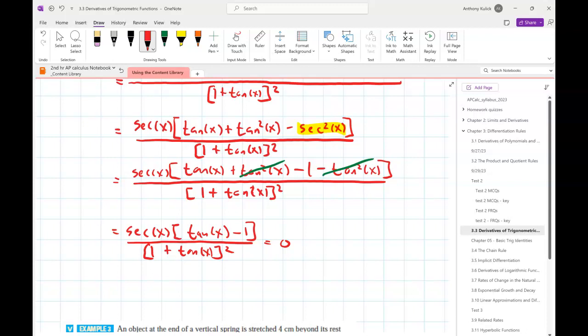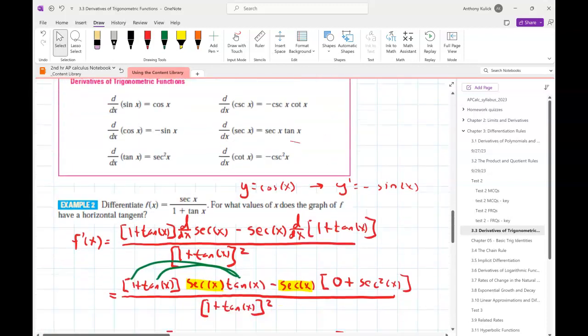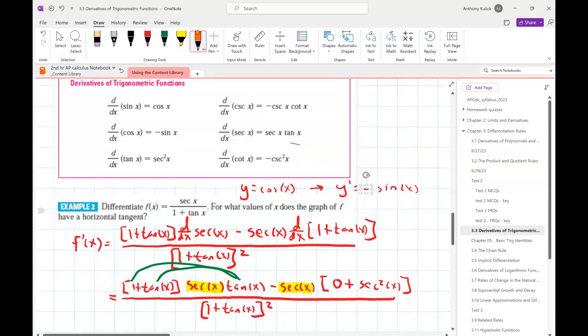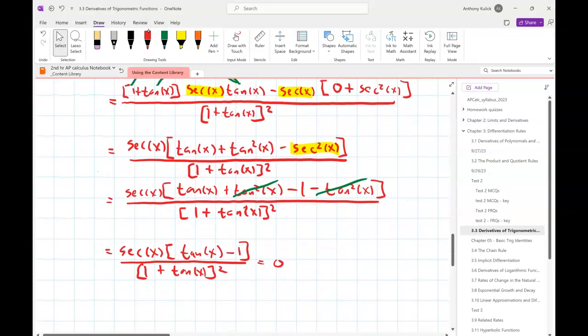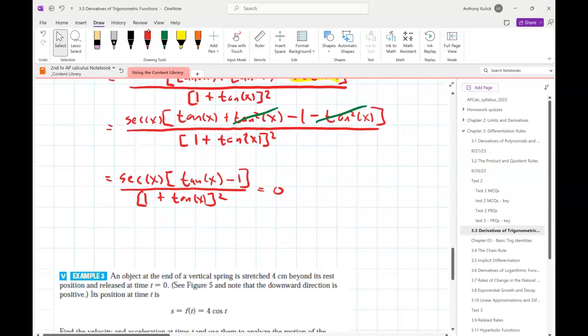Emma, what's up? Because the question asks us, for what values of x does the graph have a horizontal tangent? That's why we're setting it equal to 0 now, because horizontal tangent lines have 0 slopes. So f prime of x is our representation of slopes. We're trying to find where that's going to be 0. How do I solve this fraction equal to 0?